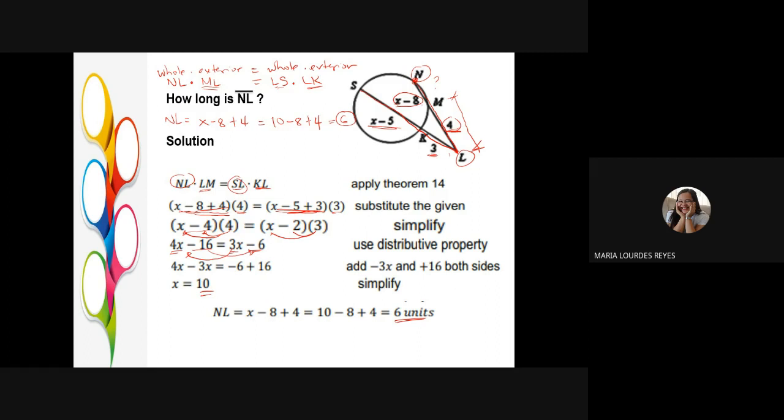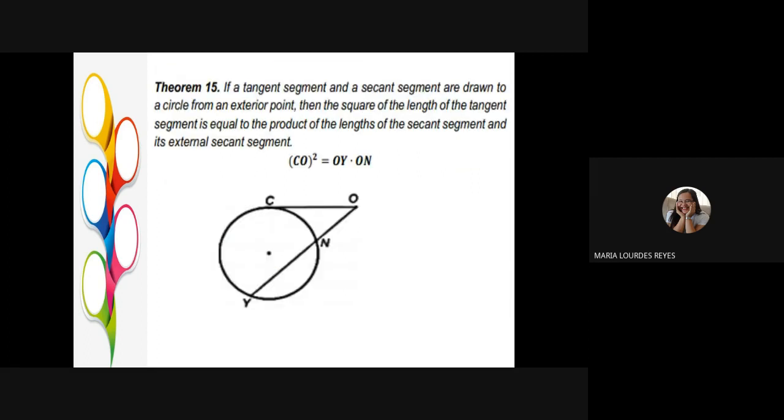Any questions so far? Are you getting it? Yes, ma'am. Okay, so you're just applying Theorem 14. Now, let's proceed to the last theorem. Okay, let's go to the last theorem. Okay, please read this, Shana.